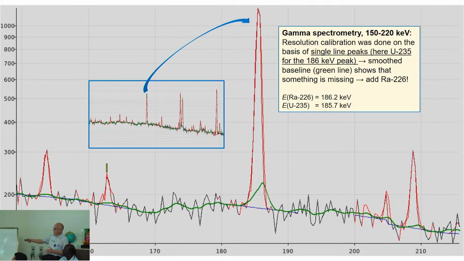But in this case, this is 186 again. The software doesn't know that there are in fact two peaks because they are so close together. But the software also plots automatically this baseline. And I can see, and you can see that, okay, there is something wrong here. So I can manually insert a peak here and do the calculation. Okay. In this case, I added radium-226. Just an example.